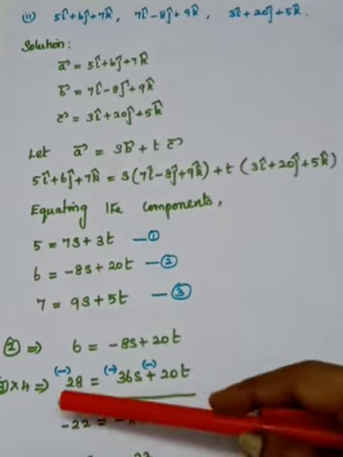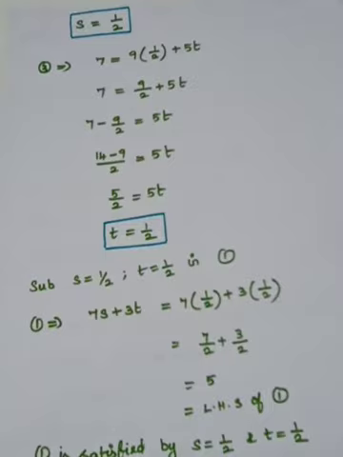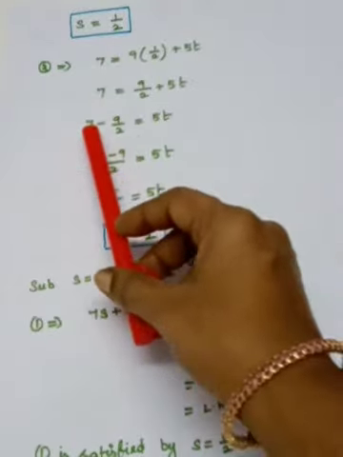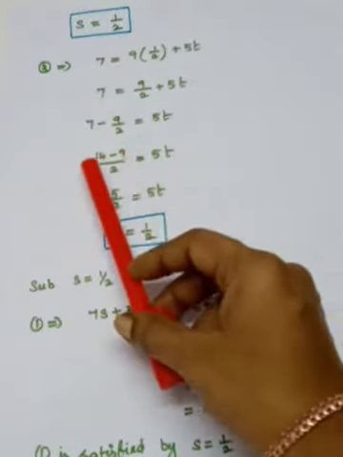So 7 is equal to 9 by 2 plus 5t. Bring this 9 by 2 to the next side as minus. 7 minus 9 by 2 is equal to 5t. Take LCM. LCM is 2. So the 7 is multiplied with 2. 14 minus 9. What is 14 minus 9? That is 5. So 5 by 2 is equal to 5t. This side 5 and this side 5 getting cancelled. So therefore t is equal to 1 by 2.